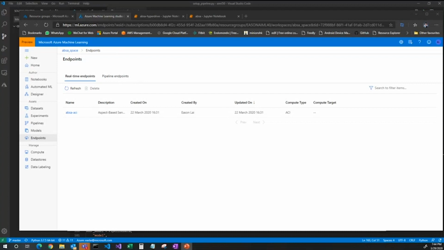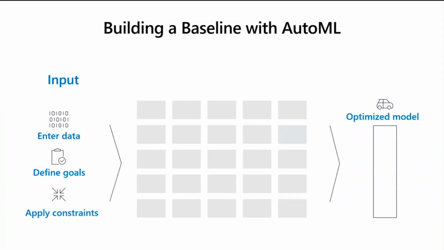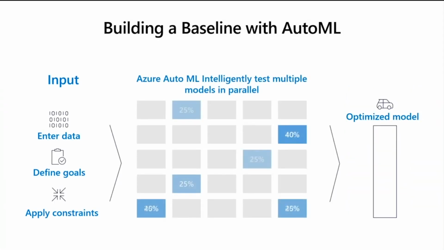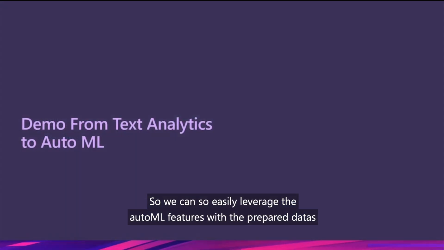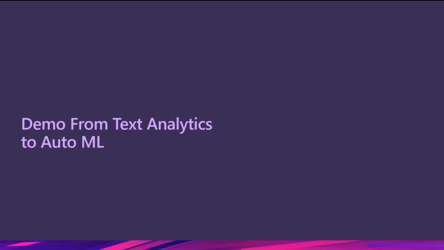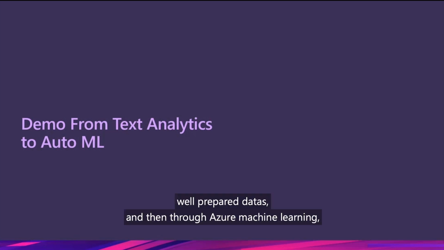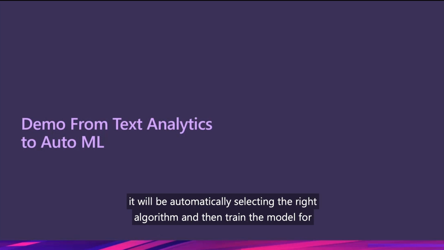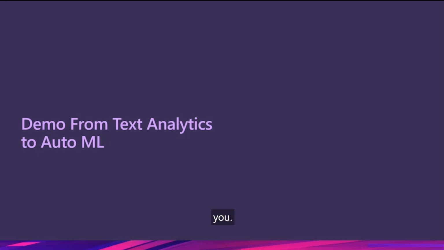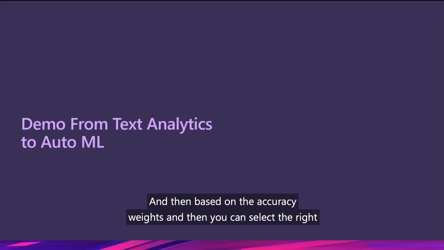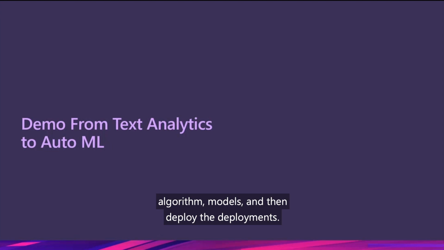So back to the slide. We can so easily leverage the auto ML features with the well-prepared data, and then Azure Machine Learning will automatically select the right algorithm and train the model for you. And then based on the accuracy rate, you can select the right algorithm model for the deployments.